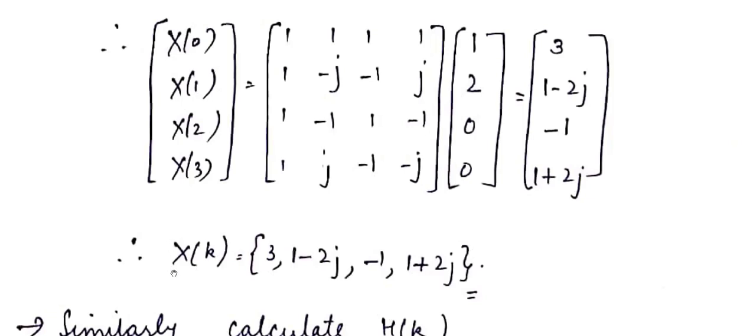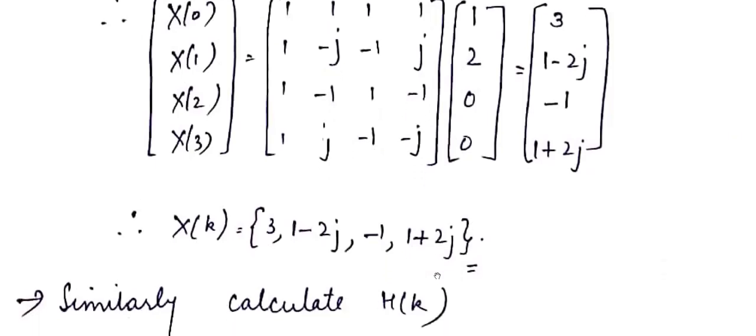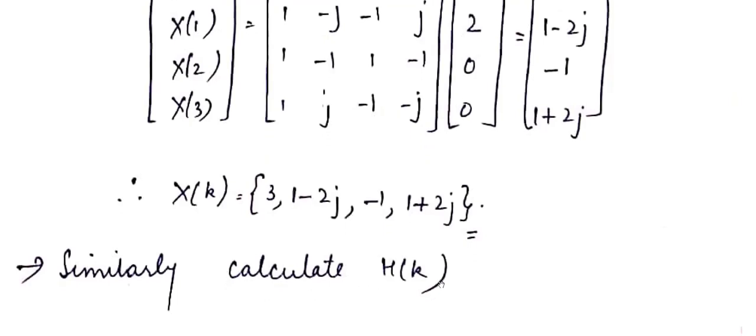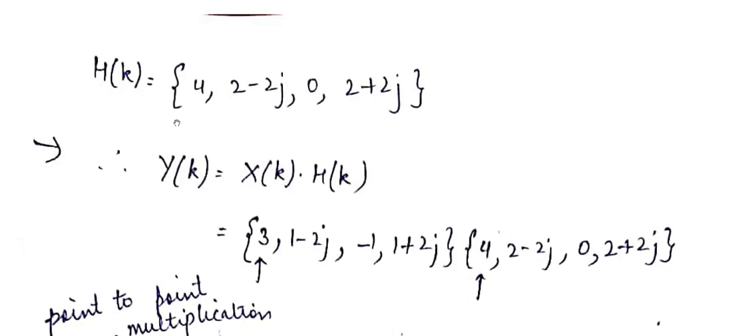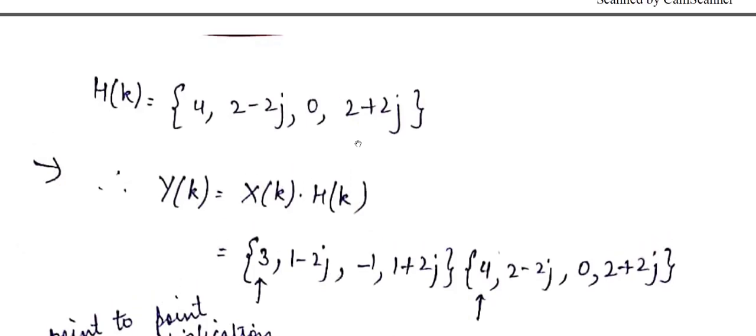So now we got the values of capital Xk, that means the DFT of xn. Now what is the next step? Next, we have to similarly calculate the value of Hk. Again we will apply this matrix method to calculate Hk, and it is given like this. Directly I have written these values, but we can apply the same method. We can use the W4 matrix with hn to calculate this Hk. So you will get this Hk, it is coming as 4, 2 minus 2j, 0, 2 plus 2j. So this is Hk.